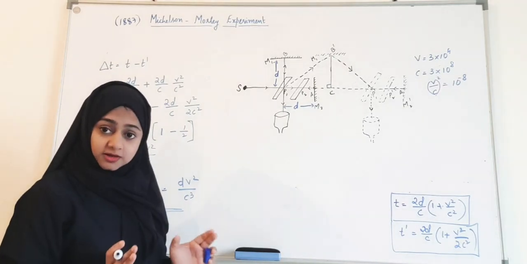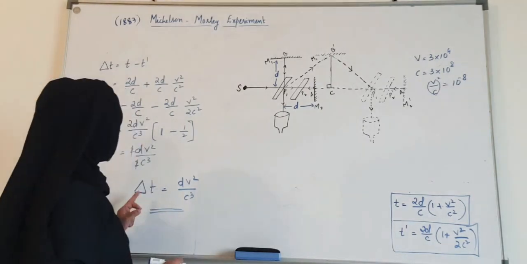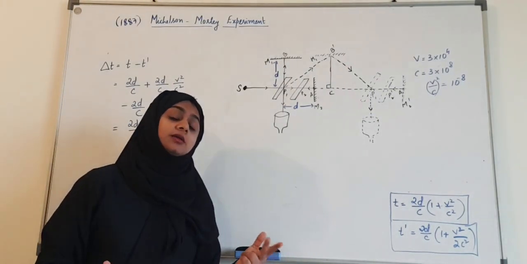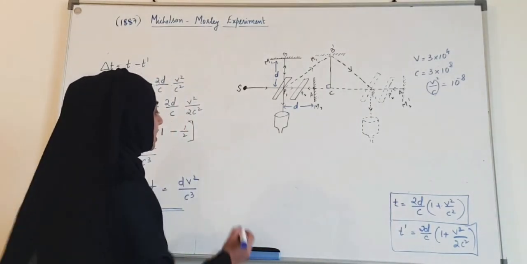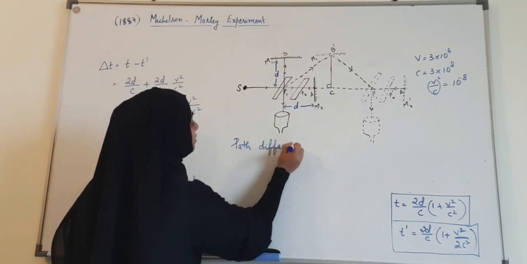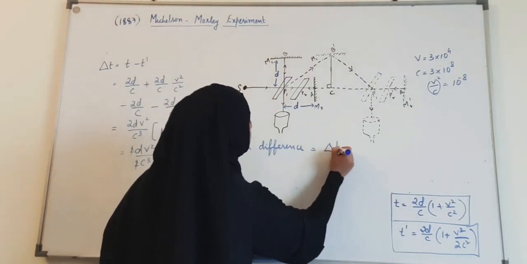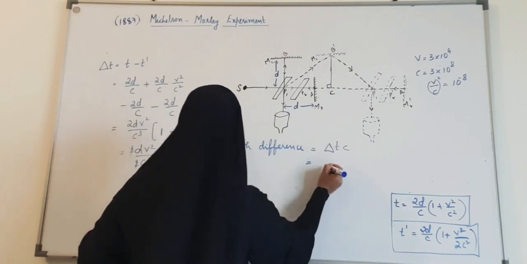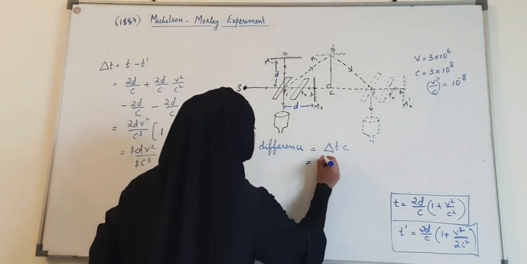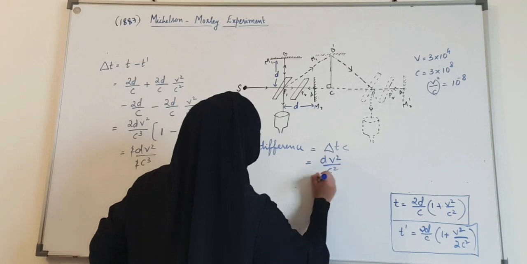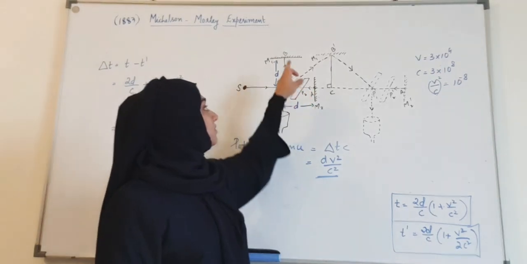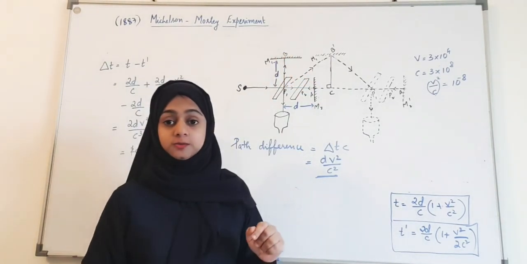Now what is the path difference? Path difference is time difference times the velocity. So this is light traveling, so I can take the velocity of light as c. So the path difference of the light rays is equal to delta t times c, which will be equal to dv square by c cube multiplied by c. One c gets cancelled, so dv square by c square. So this is the path difference between these two light rays which get reflected by mirror M2 and M1.